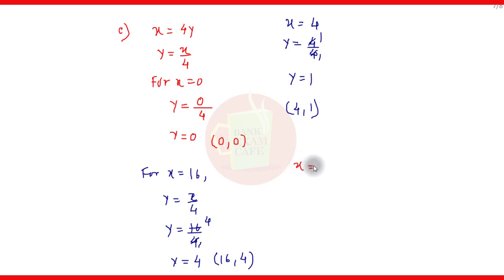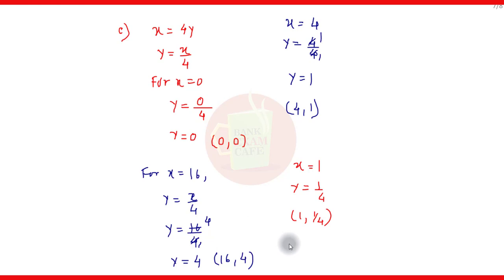Now let us see the fourth set of solution. For that we will assume another number, let x is equal to 1. So for x is equal to 1, we will get y is equal to 1 upon 4. Very simple. So the fourth set of solution will be what? For the value of x as 1, the value of y will be 1 upon 4.